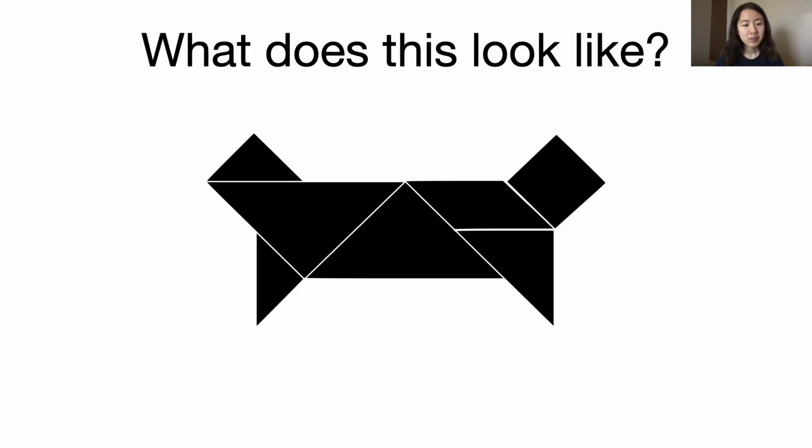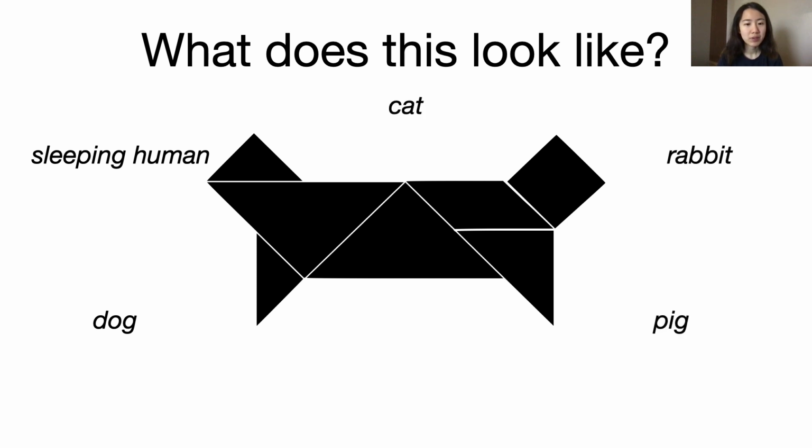What does this shape look like to you? Some people might say it looks like a dog. Others say it looks like a sleeping human, a cat, a rabbit, or a pig. But on second thought, why do we think it looks like a dog? It doesn't look like any dog we've encountered in real life or in photographs.